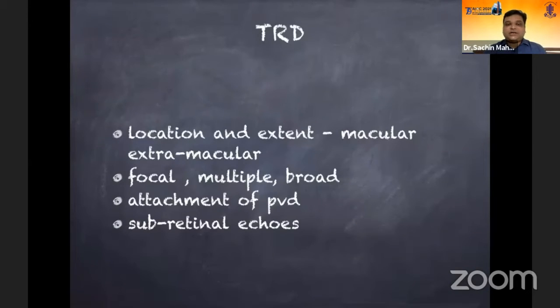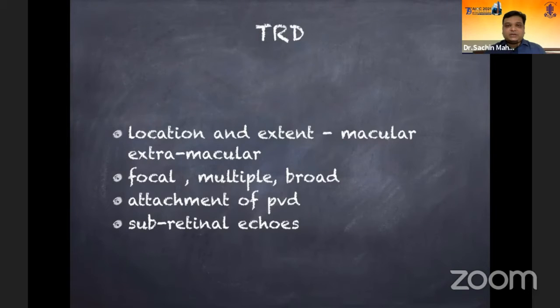Coming to the tractional retinal detachments, detachments on B-scan would be picked up and located, and basically we can understand whether the TRDs are involving the macula or not, or it's extramacular. It could be a focal detachment, it could be multiple TRDs, or it could be a broad TRD involving the posterior pole, depending on the disease severity.